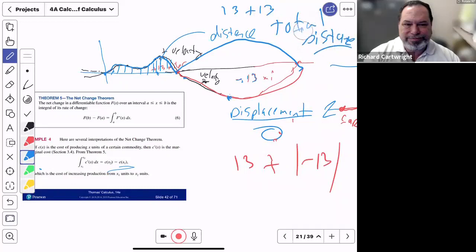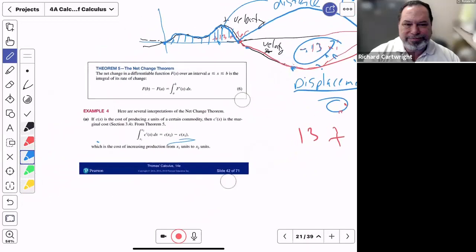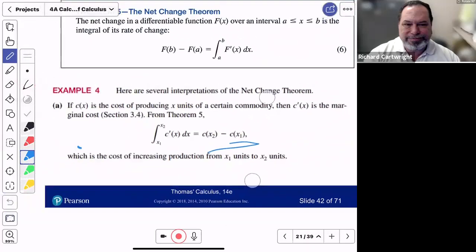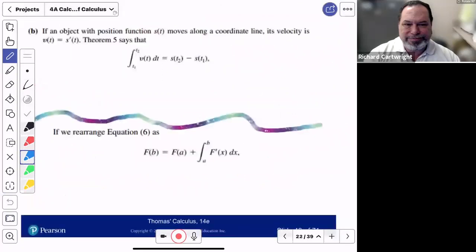Total distance may not be the same as displacement if some of your displacement became a negative answer. You see what I'm saying? I'm not wasting time. This is actually coming up in a minute here.